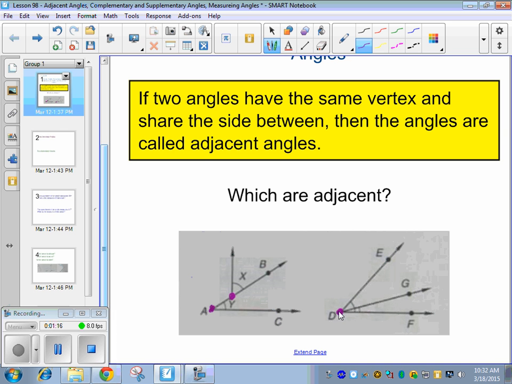So EDG is adjacent to GDF. So which one is adjacent? This one. Okay, and everybody needs this in their notes.